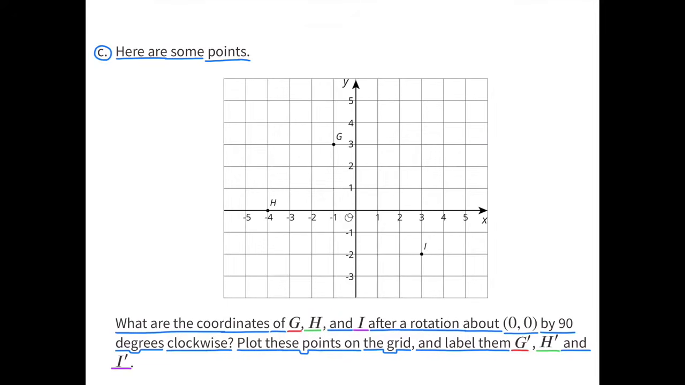C. What are the coordinates of G, H, and I after a rotation about coordinates 0 and 0 by 90 degrees clockwise? Plot these points on the grid and label them G', H', and I'.